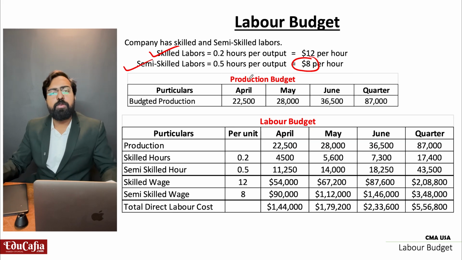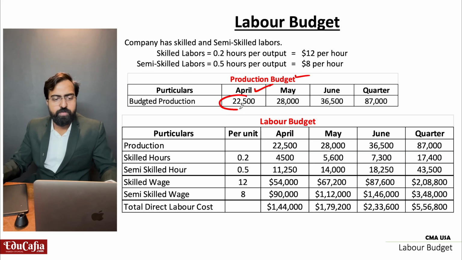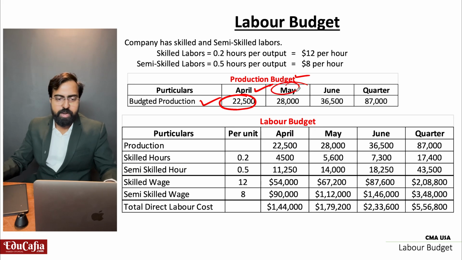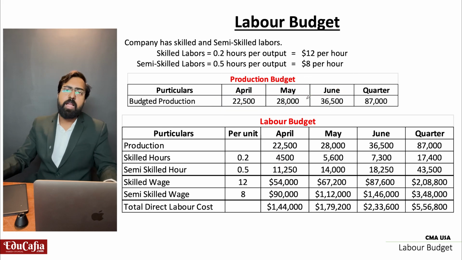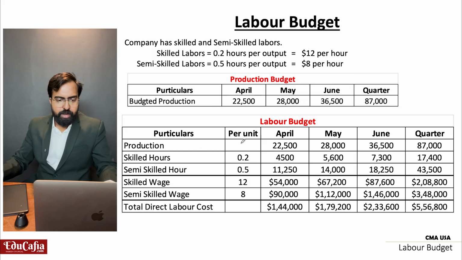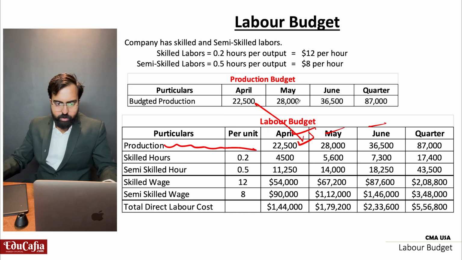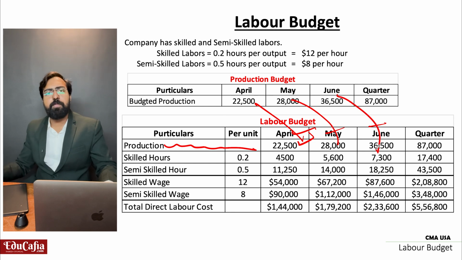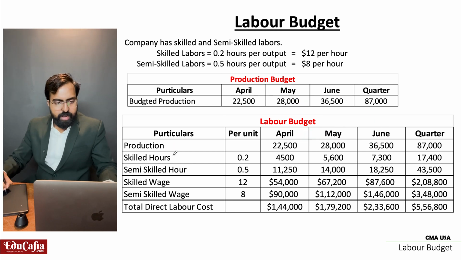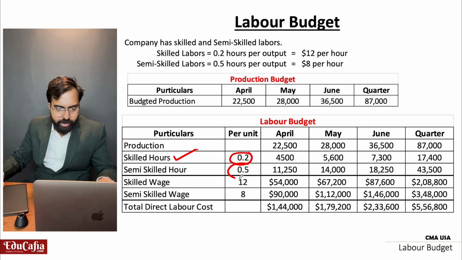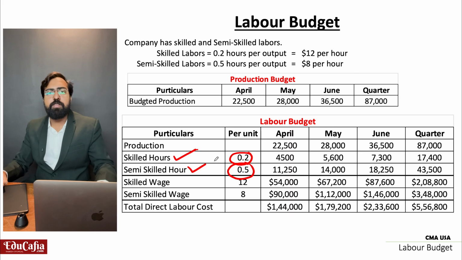So how to calculate? We know the production budget. In April we are going to produce 22,500. This we already calculated as our budgeted production. In May we are going to produce 28,000. In June we are going to produce 36,500. That's why I am writing here April, May, June: my production is 22,500, 28,000, 36,500. Then skilled laborers will take 0.2 hours per product and semi-skilled laborers 0.5 hours per product.